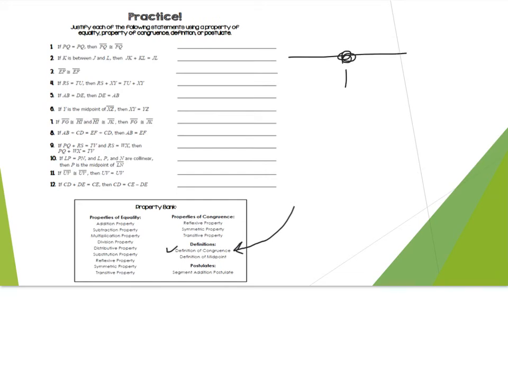It says K is between J and L. It didn't say in the middle, just said in between. And so then it's coming back and it's saying that JK and KL is equal to JL. So what I'm seeing is this part plus this part equals the whole thing.